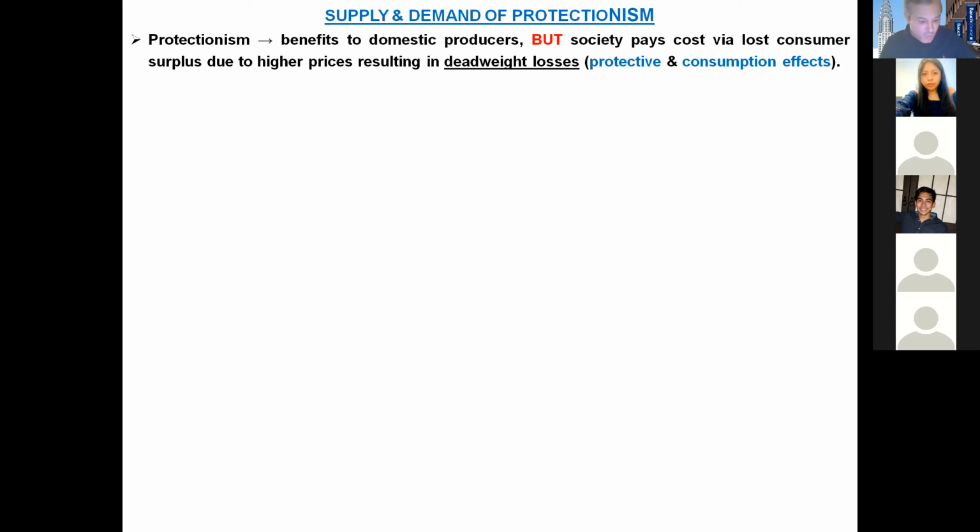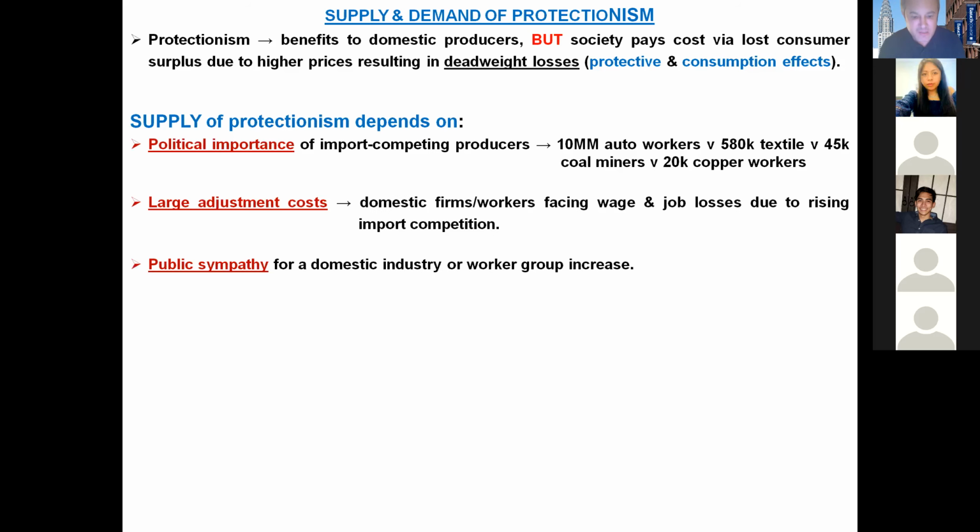In other words, when is it available? When do offers of protectionism get made? What conditions have to be in place for offers of protectionism to be forthcoming from the government? What circumstances need to be in place for the demand of protectionism to increase or decrease? So we know that society pays a big cost for protectionism because there's lost consumer surplus and higher prices that leads to the deadweight losses of the protective and consumption effects.